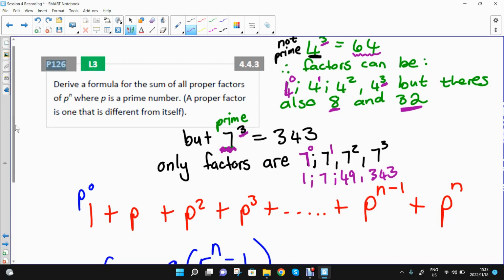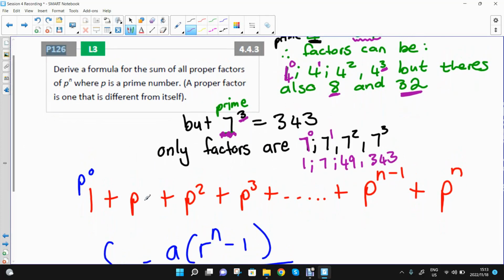Now, if you use that pattern to describe what's happening, I am just using P for my base, where P is a prime number like 7. If I'm going to add up all the factors, it follows that pattern, and there won't be any other factors to worry about except the prime number going up in consecutive exponents up to your maximum exponent. So I'm adding all of them: P to the power 1 plus P squared plus P cubed, up to whatever your maximum exponent is.